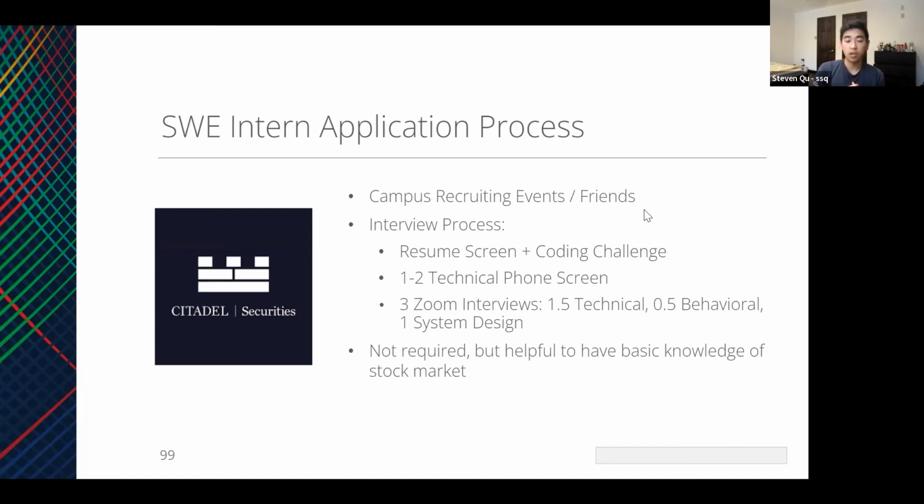Stuff like that. So it's definitely not required, but it is helpful to have a basic knowledge of the stock market. I kind of ran into this issue with my system design since I had no prior knowledge, and I didn't do too great on the system design interview, I feel like. So if you have some prior knowledge of how an exchange works, or if you're interested in this field, it could definitely really help you get some context with the questions they might ask you. But once again, I didn't have any knowledge in that field and I was able to pass the interview, so it's not required.